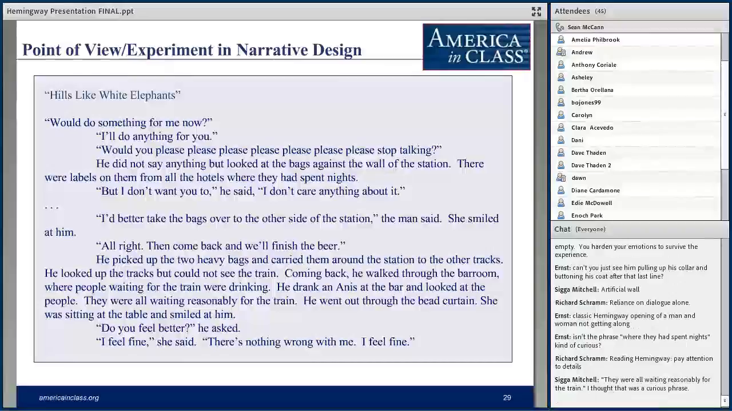Well, the thing they know also. Yep, go ahead. The thing that's baffled me about this is the word reasonably. They were all waiting reasonably for the train. Well, yeah, why does he tell us they were reasonable about waiting for the train? I couldn't figure that one out. Yeah, here we go. Sigur writes, we see great minds think alike. They were all waiting reasonably for the train. I thought that was a curious phrase.